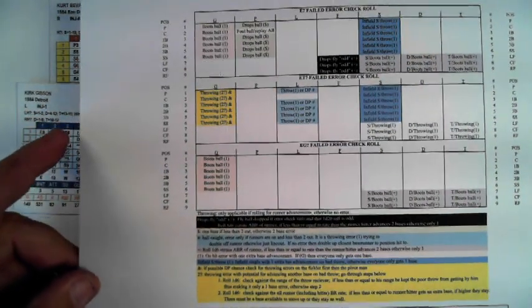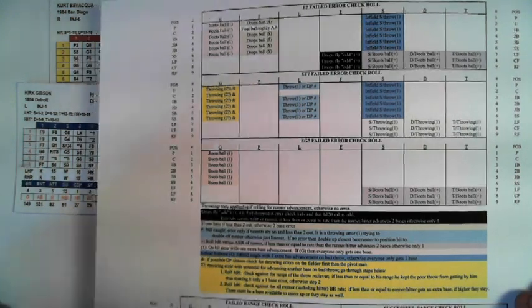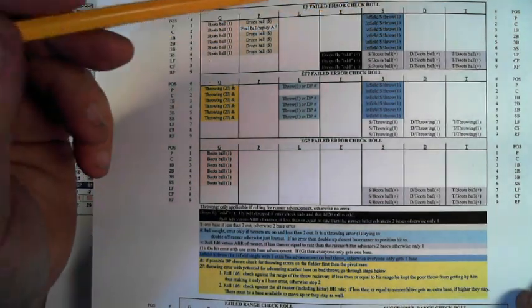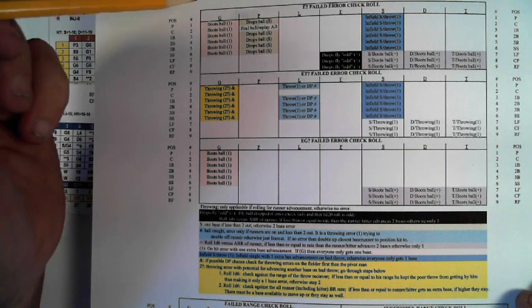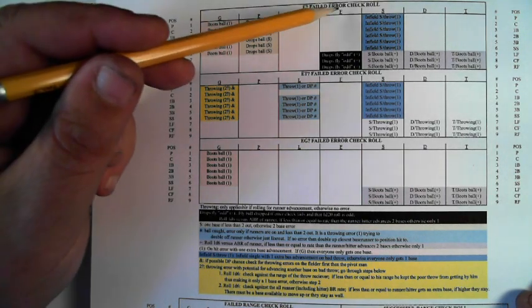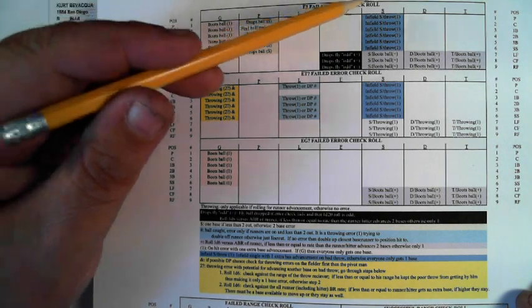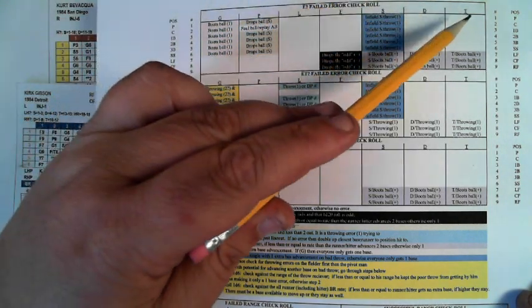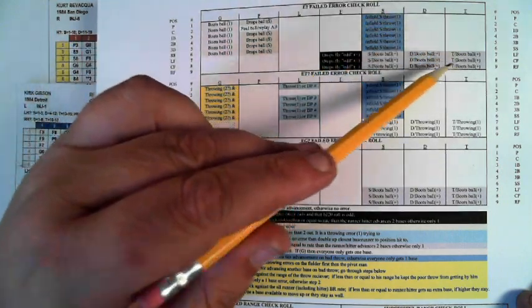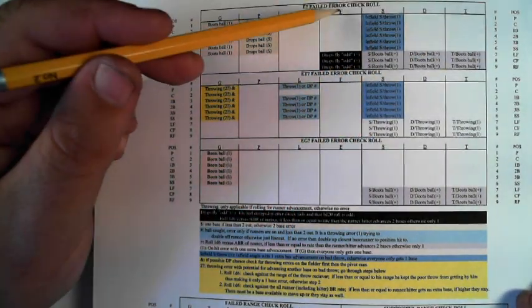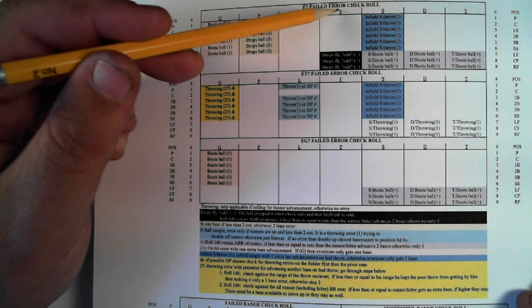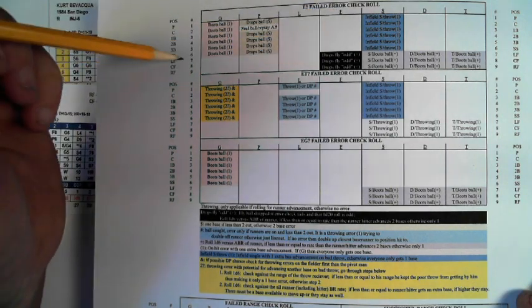Always use the charts. Now this is the error check chart. Most of this one chart is for errors only. You're going to have failed error check rolls. So if it was an error, you look for the type of play. G is ground, P is pop, L is line, F is fly, S is single, D is double, T is triple. Even on hits, there can be an error. So let's say there was an error to left field, F, and then you look at 7.